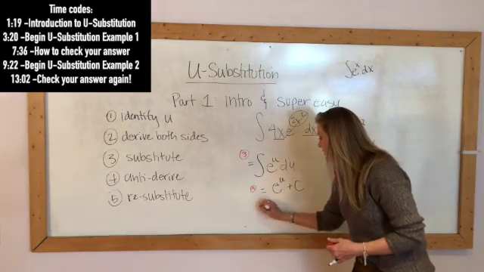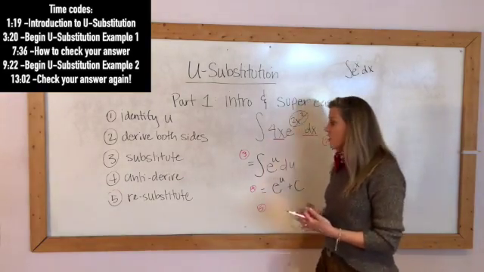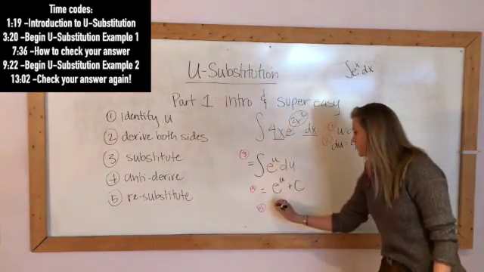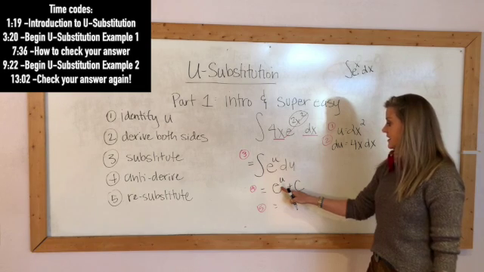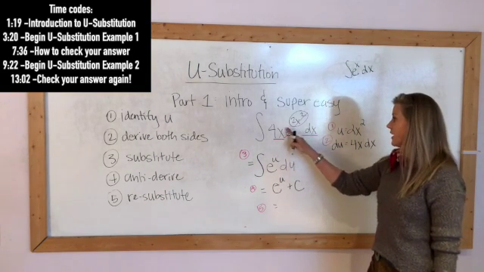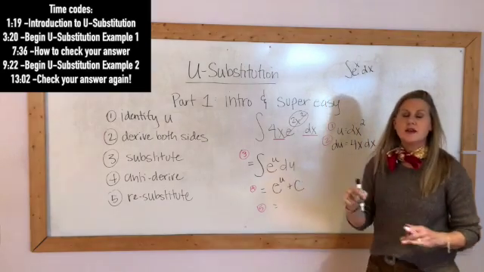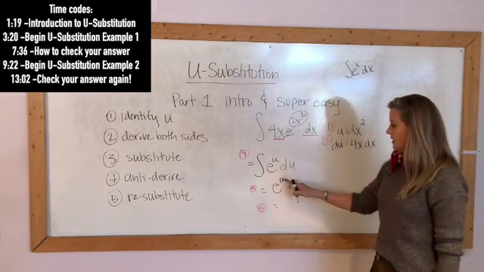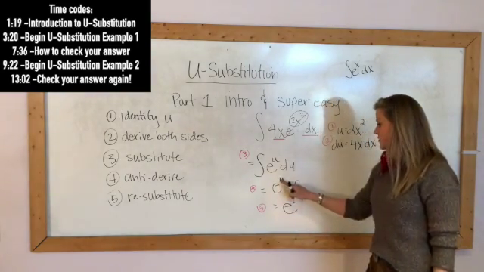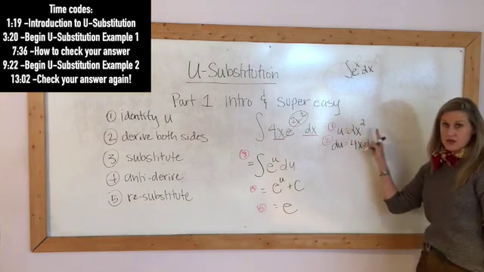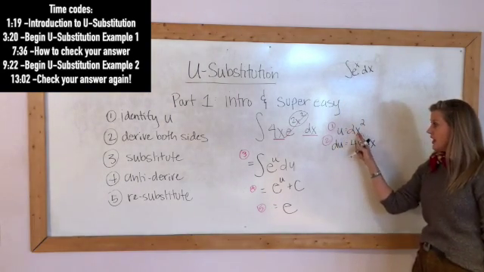And my step 5 is now going to be: this is in the language of u, but my original problem was in the language of x. So I have to re-substitute back in. U is really, according to my cheat sheet, 2x squared.